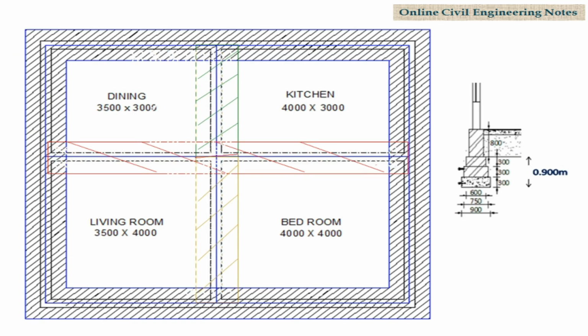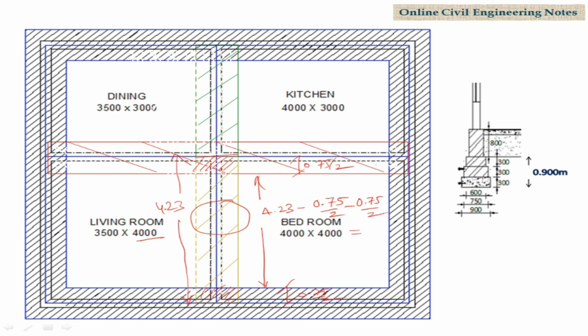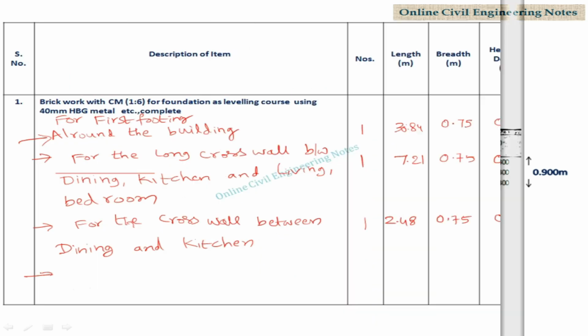This is the last portion. We have to calculate the quantity of brickwork for first footing. Center to center dimension is 4.23. But this portion needs to be deducted as we have already calculated this quantity. This length is 4.23 minus half of 0.75 minus half of 0.75. This length is 3.48 meters. Width we know 0.75 meters, thickness 0.3.